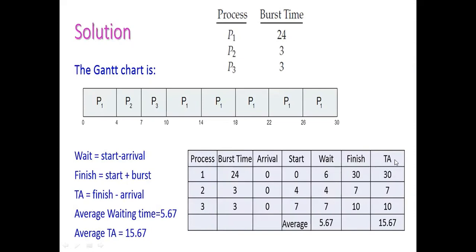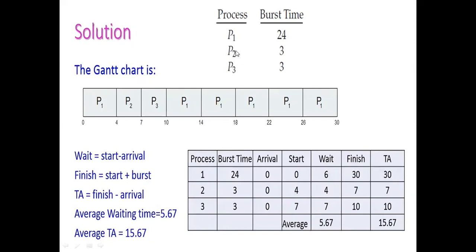Next, calculate the turnaround time, which is the difference between the finish time and the arrival time. Since the arrival time is 0, whatever finish time we get will be the turnaround time. On calculating the average turnaround time, 30 plus 7 plus 10 gives 47, divided by 3, we get the average turnaround time as 15.67.